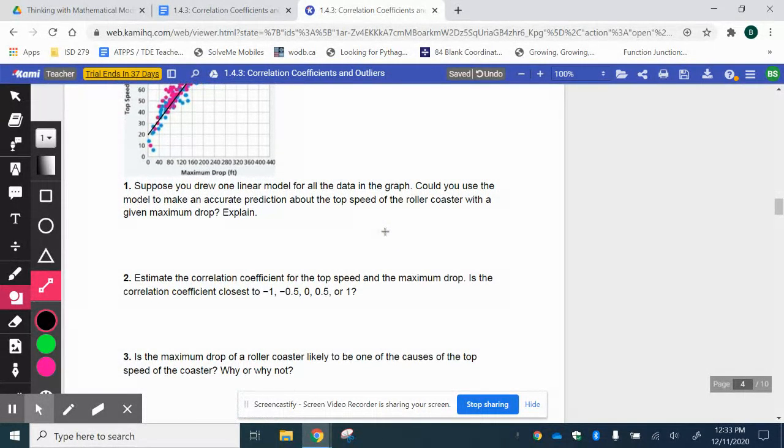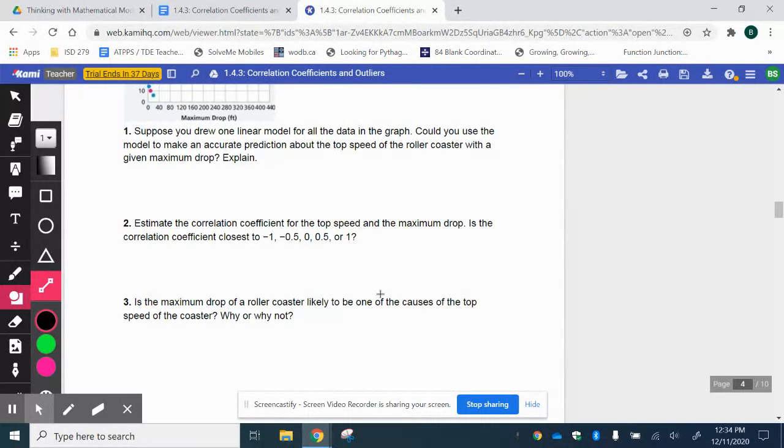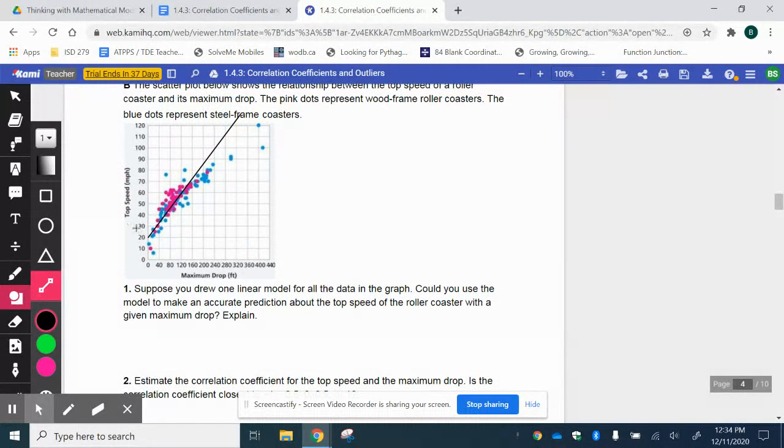Number 2, estimate the correlation coefficient for the top speed and the maximum drop. Is the correlation coefficient closest to -1, -0.5, 0, 0.5, or positive 1? And number 3, is the maximum drop of a roller coaster likely to be one of the causes of the top speed of the roller coaster? So based on the drop, what does the drop tell you about the speed?